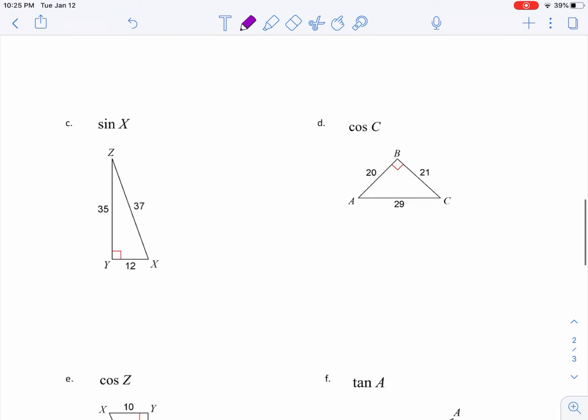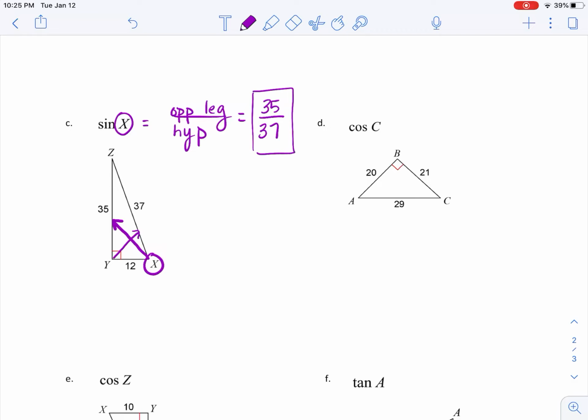All right, we got another sine problem. The sine problem, again, wants the opposite leg over the hypotenuse. It's telling you, find x in the picture. Here's x. Draw a line through there so you can find your opposite leg. Across from the x is 35. So my opposite leg is 35. And then the hypotenuse is opposite the 90-degree angle. So that's going to be 37. And that's it. Make a fraction out of the two sides. You're done. We'll do a few more.